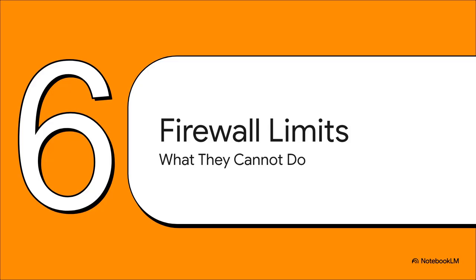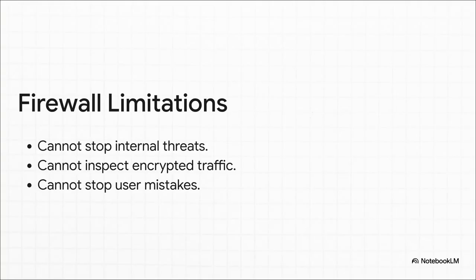And finally, part 6, the limits of a firewall. Look, even the absolute best guard in the world has blind spots. A firewall generally cannot protect against an internal threat. If a rogue employee plugs an infected USB drive into a computer behind the perimeter, the firewall can't do much about it. It also struggles to inspect heavily encrypted traffic if it doesn't hold the keys to decipher it.